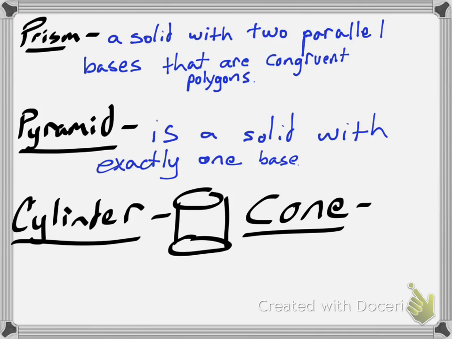Now a cone has only one circle base and comes up like a pyramid, comes up to a point. This right here on a cone is called the vertex. It's a point where everything comes to. The circles are considered bases on both of these.